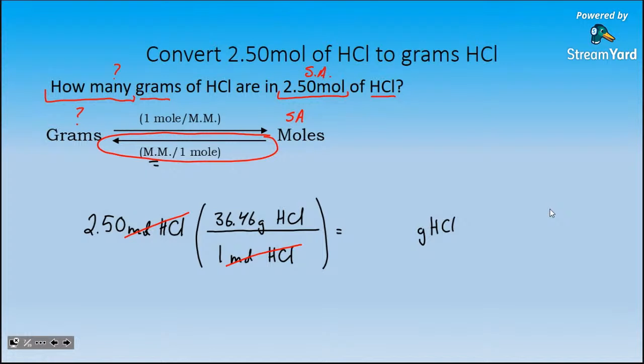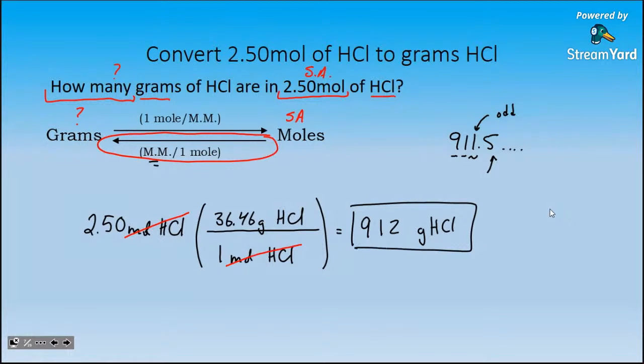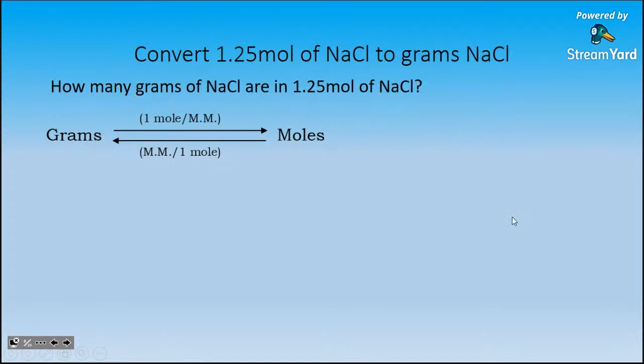So this is one of those special rounding rules. First, second, third significant digit is followed by a 5, but because that 5 is followed by nothing, I look back at the last significant digit, and because it's odd, that gets rounded up. So I'd end up with a final answer of 912 grams of HCl. So throw a little rounding rules in there for you as well. Let's look at another one.